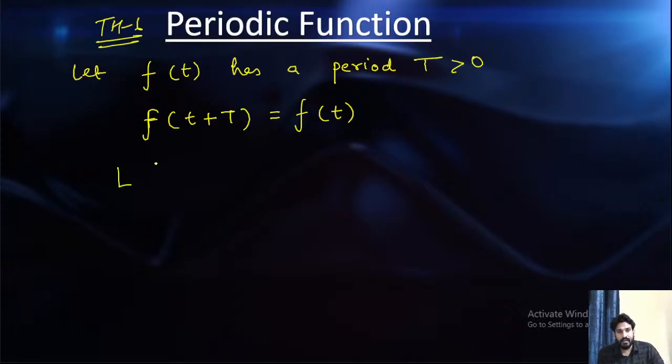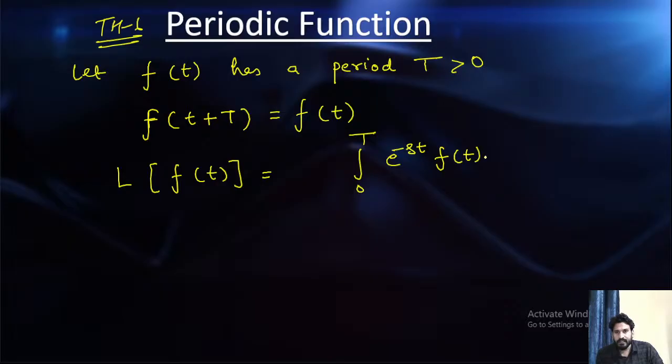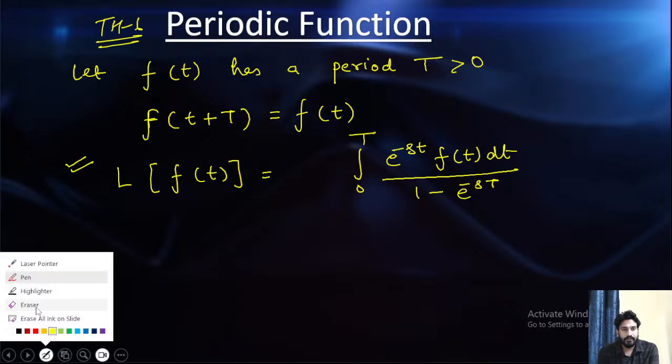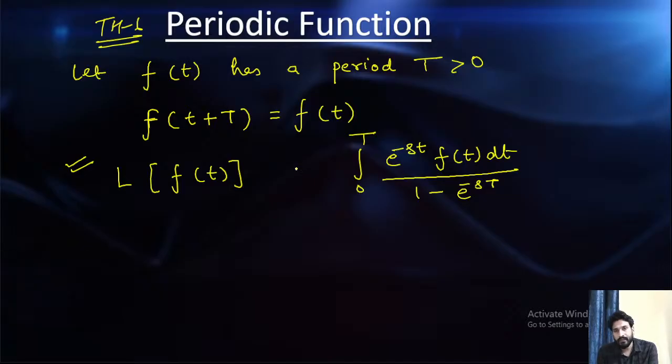And what is the Laplace of f of t? Laplace of f of t is nothing but 0 to capital T e raised to power minus st f of t dt, divided by 1 minus e raised to power minus s capital T. This is the value of the Laplace. Okay, Anushka, there is no problem. Okay, guys, am I clear with this or not? So for the periodic function, this is the formula for the Laplace transform.